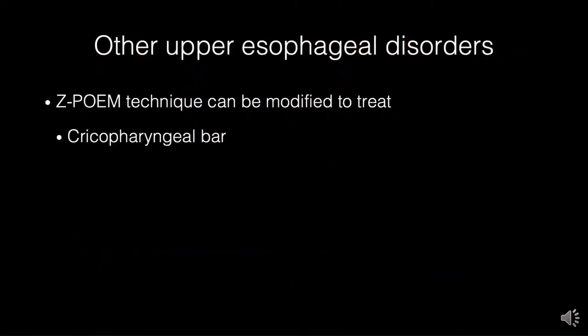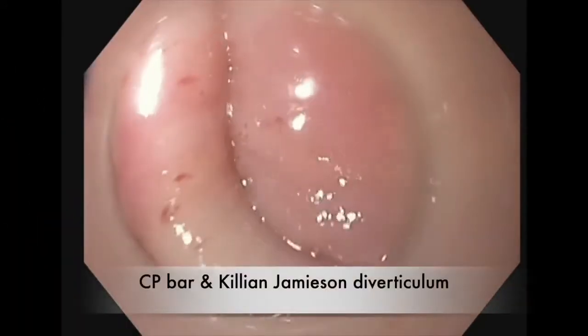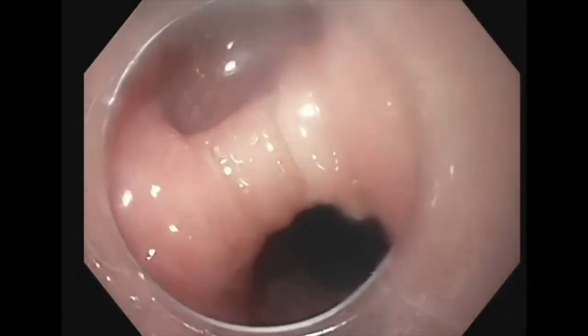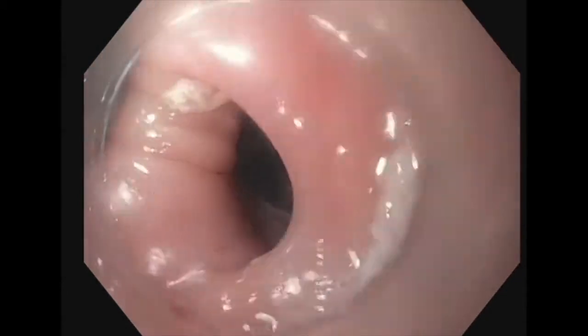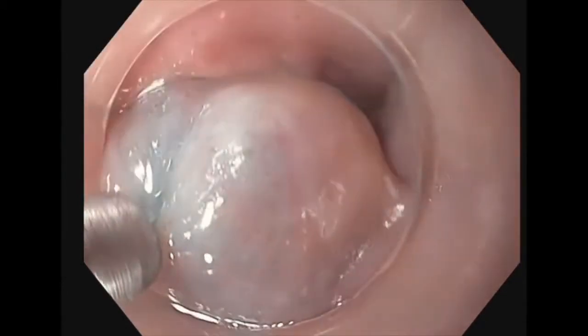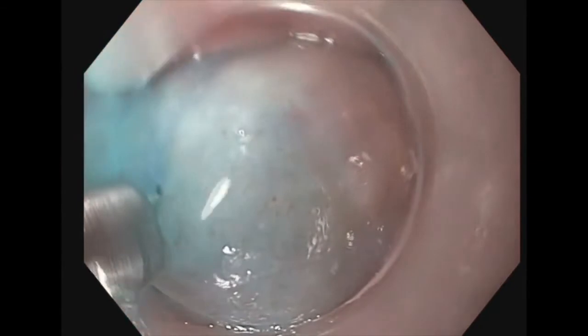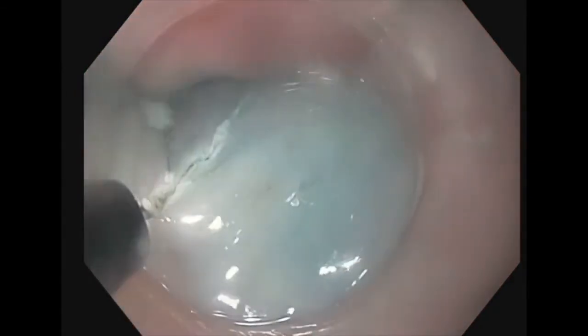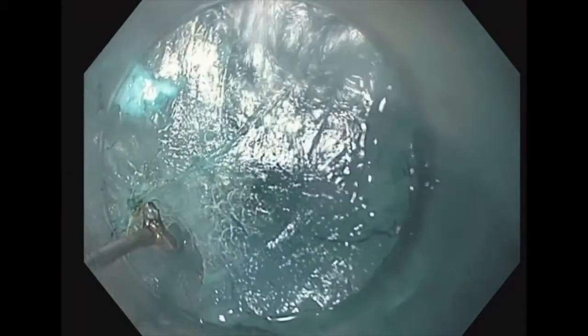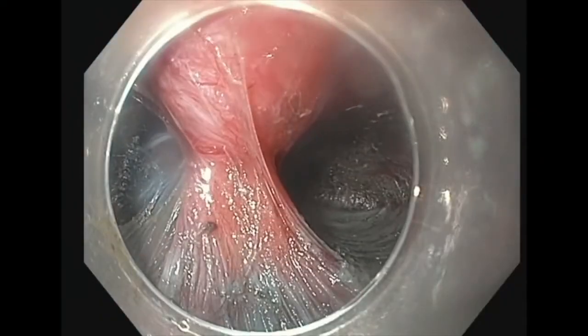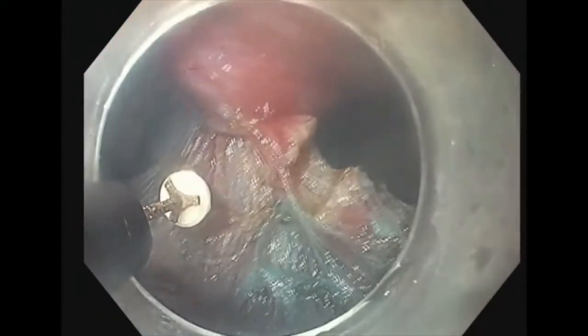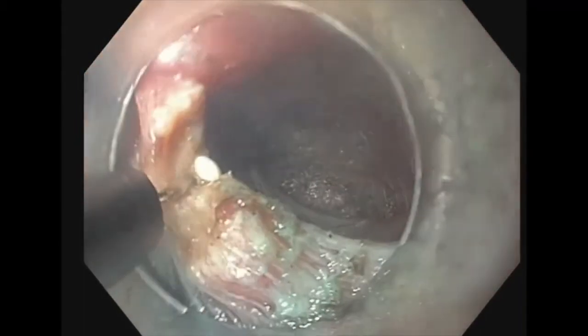The Z-POEM procedure can also be modified for treatment of other esophageal diverticula or even a combination of pathologies. Here, a prominent cricopharyngeus is noted, causing resistance to passage of the scope. Distal to this, a diverticulum is seen. Mucosal bleb and mucosal incision is created proximal to the cricopharyngeus. Submucosal tunneling is then performed from this level and extending beyond the diverticular septum to normal esophageal muscle. Once the muscular septum is exposed, myotomy is performed and extended to the end of the tunnel.